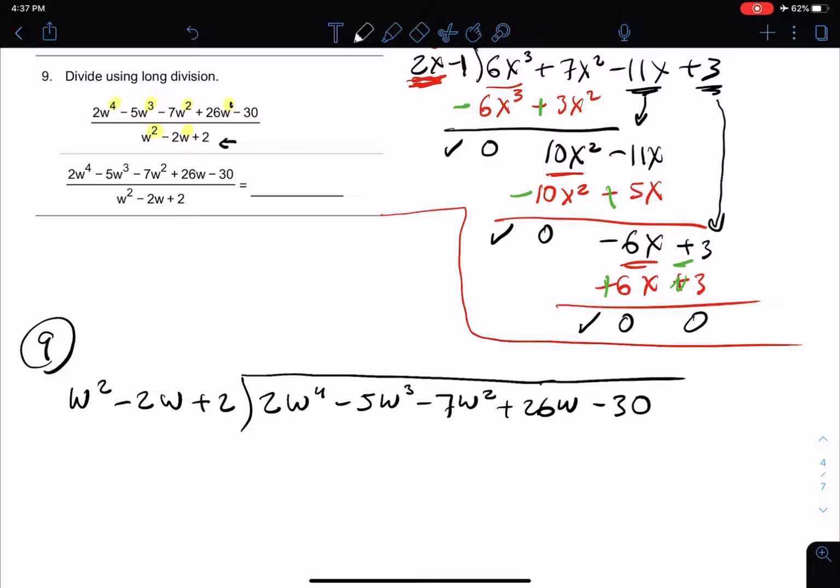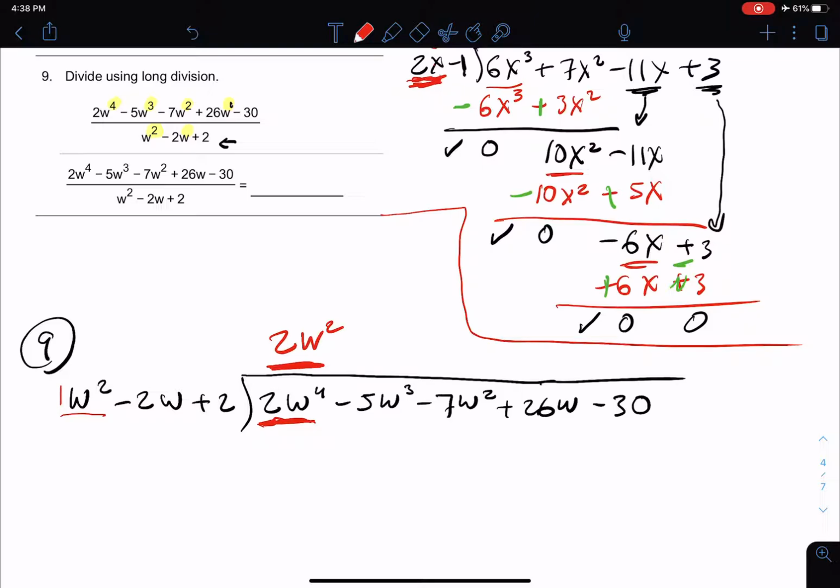Okay, this looks hectic, but we go to our procedure, which just says question mark. What times w squared gives me 2w to the fourth? Well, remember that w squared has a 1 in front. So if we're just thinking about the number first of all, just to simplify things, I know if I say 2 times 1, I'm going to get a 2. So that's the number. And for w squared, I need w to the fourth, so I need w squared. Let's check ourselves here. Remember, I have to match this leading term, so when I subtract, it goes away.